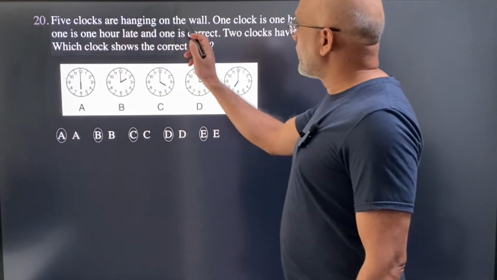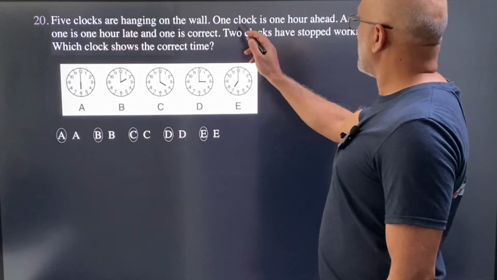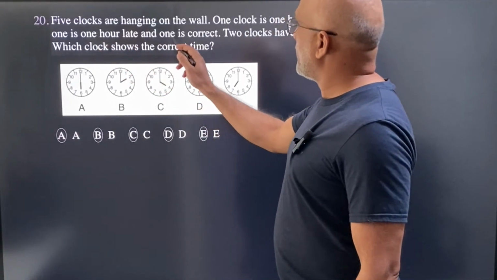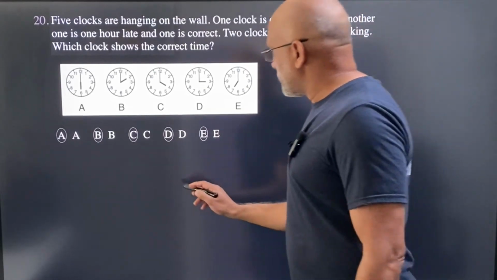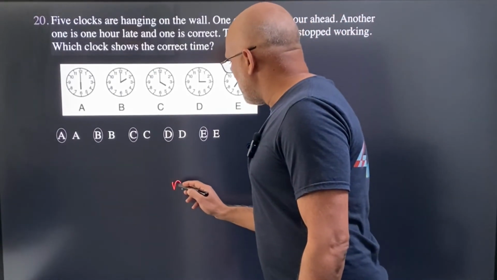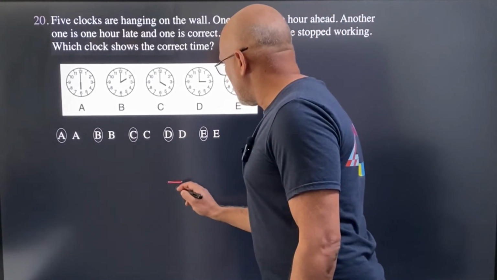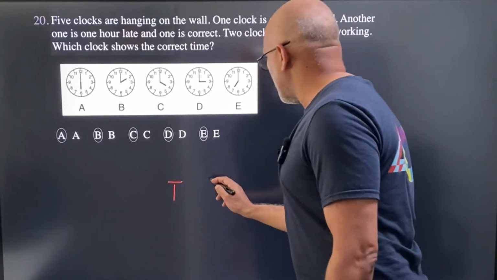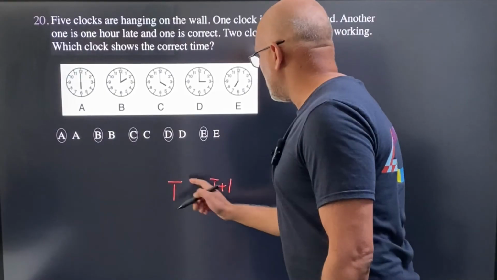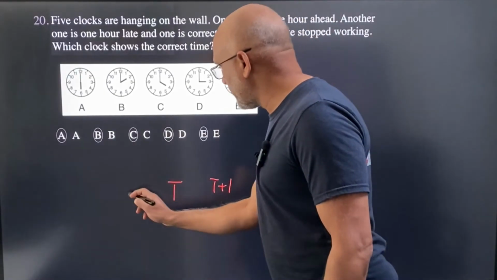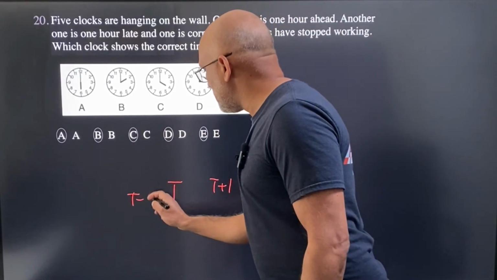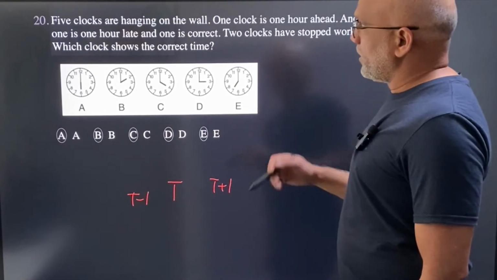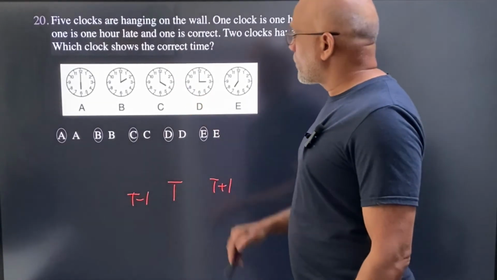5 clocks are hanging on the wall. So these are the 5 clocks. One clock is 1 hour ahead, another clock is 1 hour late, and one clock is correct. Alright, so the time T is the correct one. So one clock is 1 hour ahead, so it is showing T plus 1. The other one is 1 hour late, so the other one is showing T minus 1. Two clocks have stopped working. Alright, which clock shows the correct time?